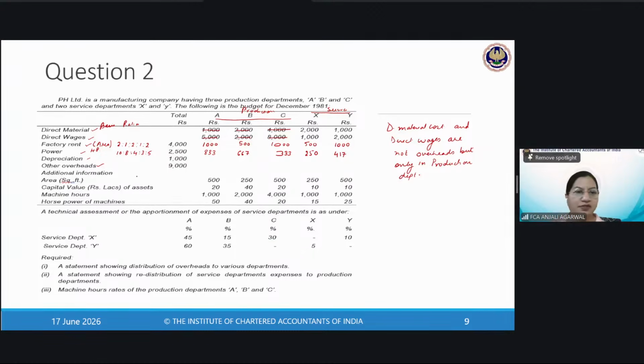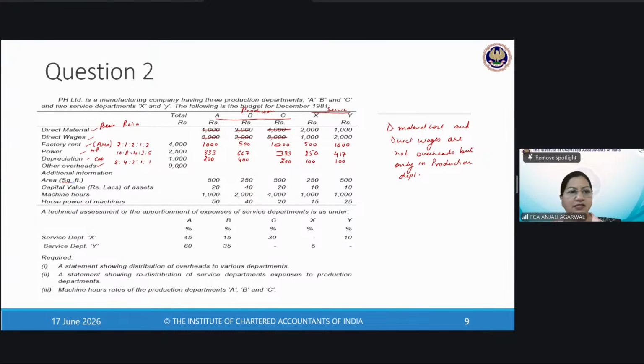Next is depreciation. What do you think should be the best basis for depreciation? Capital value of assets. What is the ratio? It's 2 is to 4 is to 2 is to 1 is to 1. Capital value of assets 20, 40, 20, 10, 10 lakhs. Total 100. So 200, 400, 200, 100, and 100.